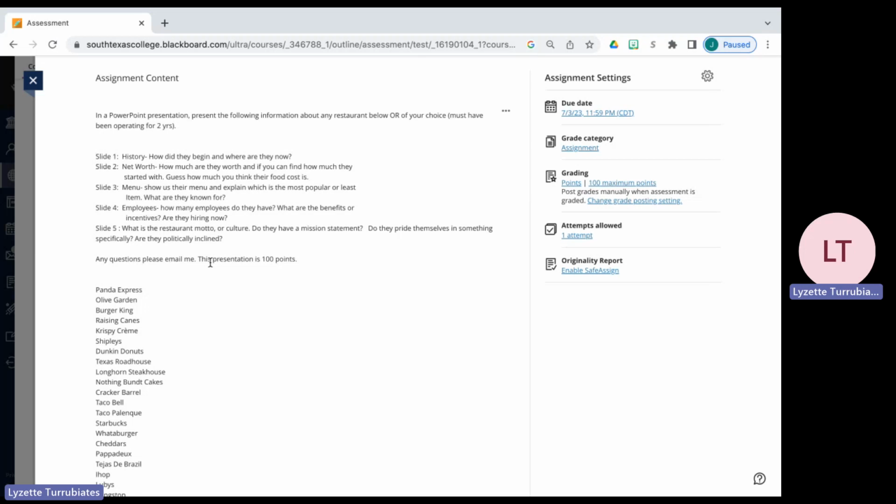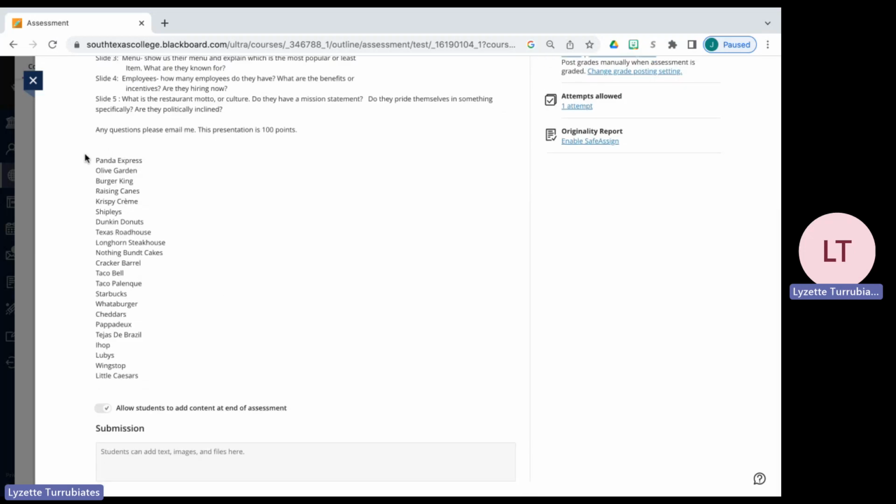Slide 3 is going to be the menu. Show us their menu and explain which is the most popular or least popular item and what they are known for. Slide 4, we want to talk about the employees. How many employees do they have? What are the benefits or incentives? Are they hiring now? And then slide 5, what is the restaurant motto or culture? What are they about? What is their brand? Do they have a mission statement? Do they pride themselves in something specifically? And are they politically inclined? And then if you have any questions, please email me. This presentation is going to be 100 points.